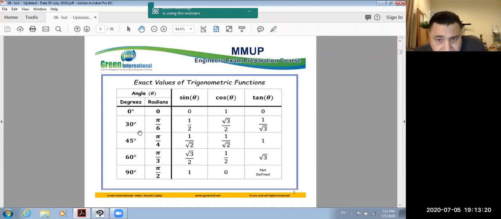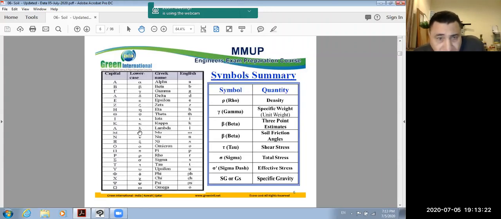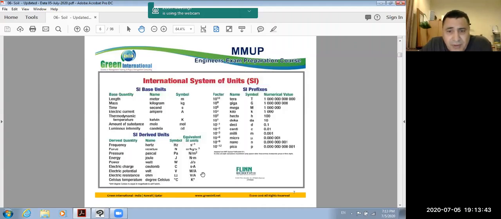Okay, guys, this is again for everybody. If you need more, that's a simple summary. You'll have rho, gamma, beta, tau, sigma, all of this type of symbols. I'm just giving it to you in more detail, only to have it in your slides. This is the international system of units. We have all the units related to standard units.